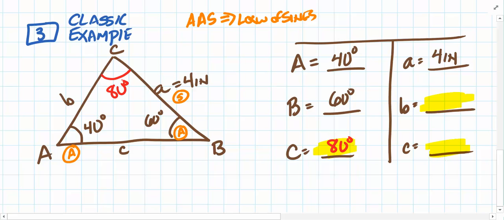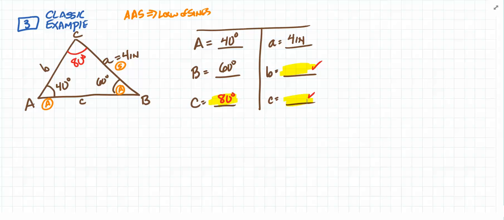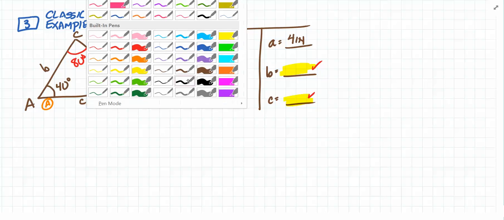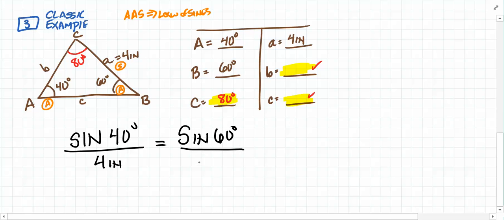That's kind of nice. So the only thing that we have to do now is figure out side B and side C. And to do that, we're going to use the law of sines to help us out because I have an angle side situation. So I'm going to go ahead and set up the only law of sines that I can so far. I'm going to say the sine of 40 degrees over side A, which happens to be 4 inches, has to be the sine of 60 degrees all over side B. You guys okay with this? Okay, good.